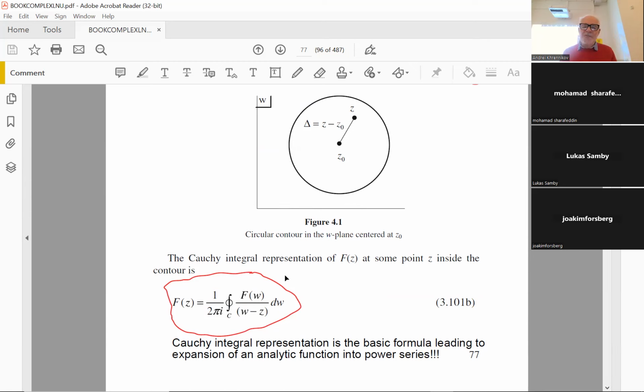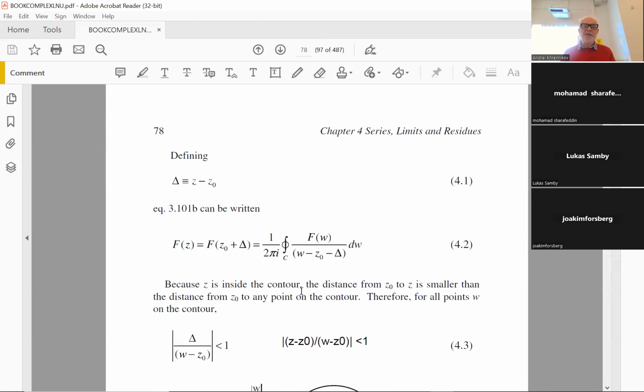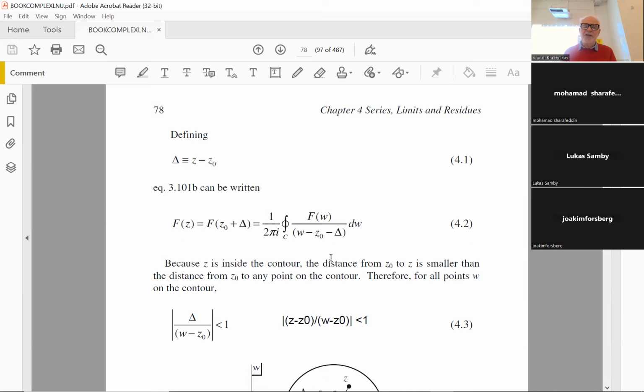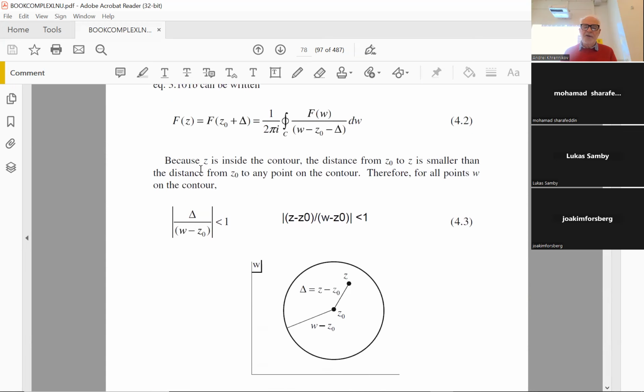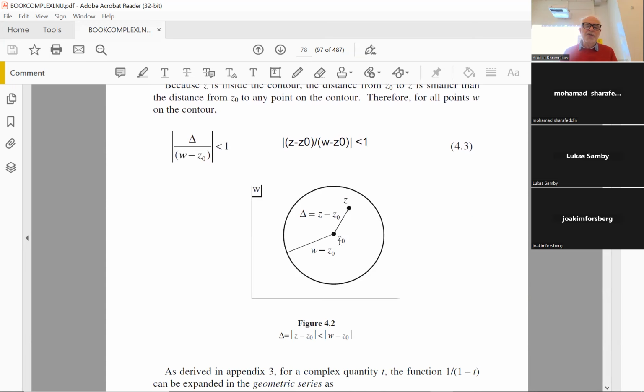Now this expression, the point W on the contour and the point Z, we shall represent in the following way. We subtract the center of the circle and add the center of the circle. So this delta is Z minus Z0. The picture is this one. So it was the center. Here we integrate over this contour. So there is W minus Z0, and here we have this point Z and its distance from the center.